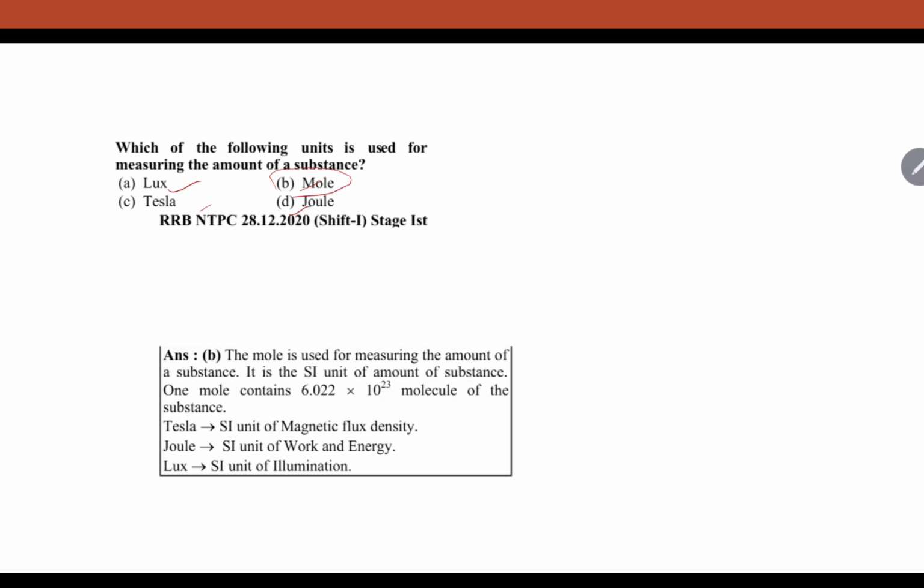The mole is used for measuring the amount of a substance. It is the SI unit of amount of substance. 1 mole contains 6.022 times 10 to the power of 23 molecules of the substance. And Tesla is the unit of magnetic flux density. The unit for magnetic flux is Weber, and similarly the magnetic flux density unit is Tesla. And the SI unit of work and energy is Joule, and the SI unit of illumination is lux. These are the important ones.